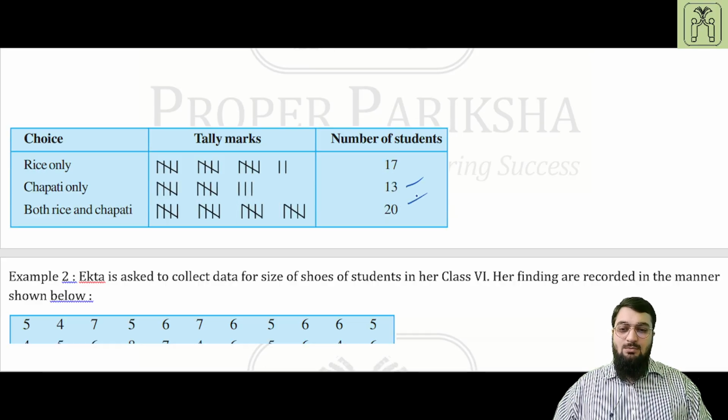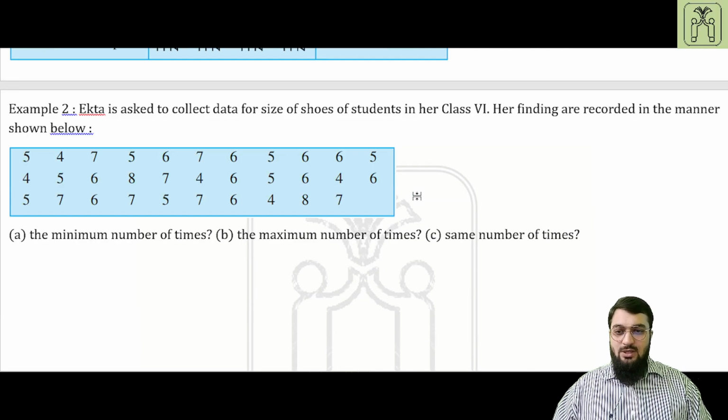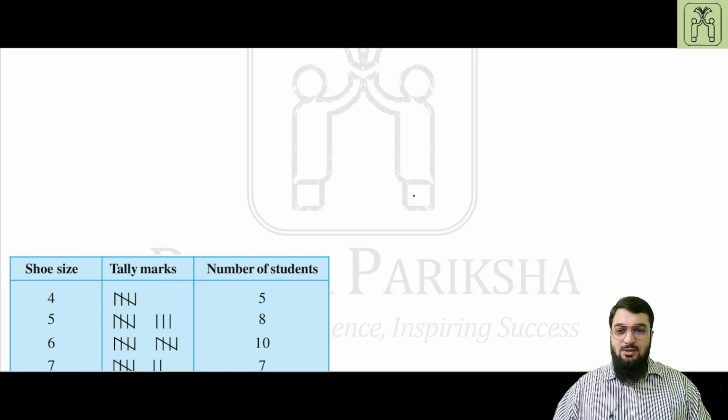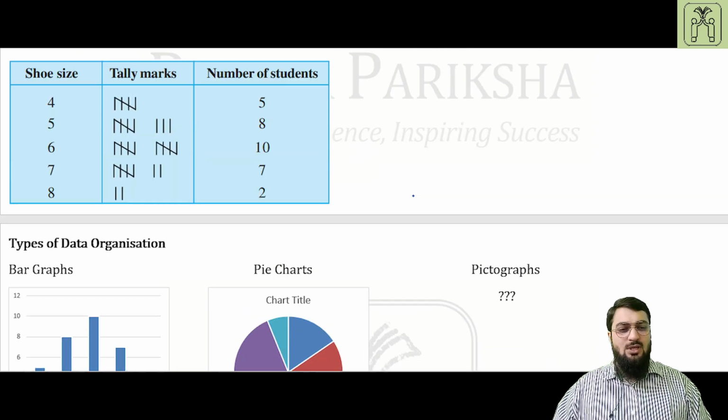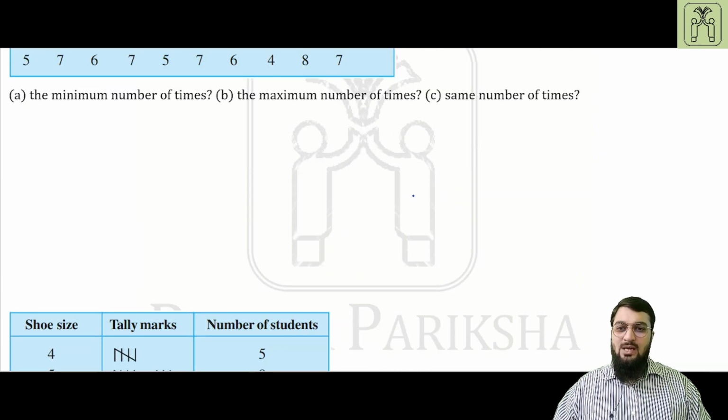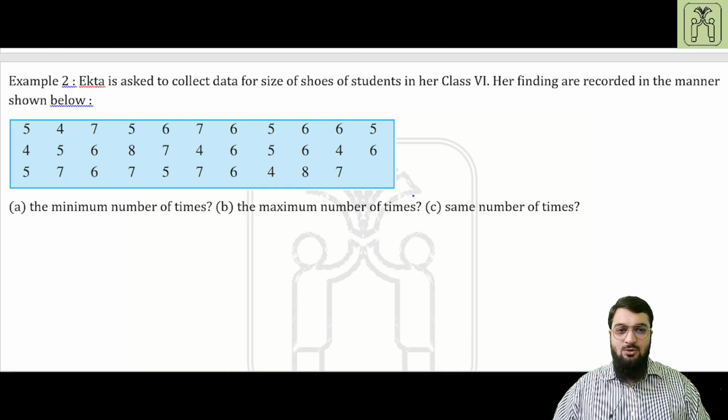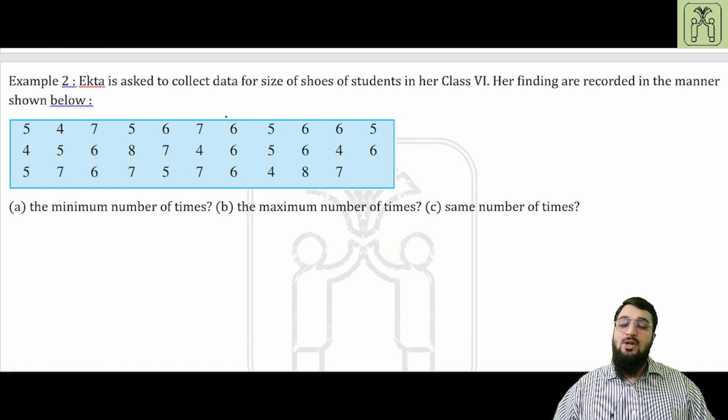Coming to example number 2. So I should do one thing. If there are more examples in this, what I will do is that, no, there is only one more example. So we will complete this example in this video itself, and in the next video we'll come to the types or the categories of presenting data. Okay, so example number 2.